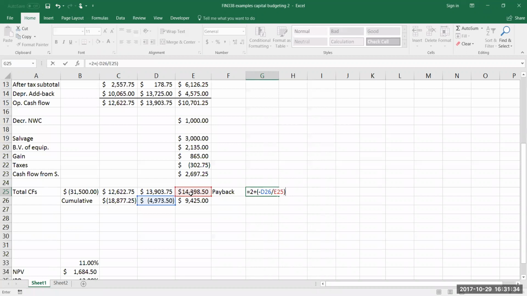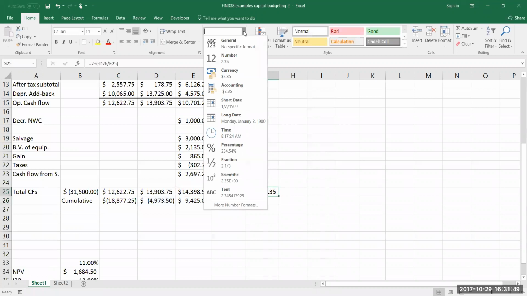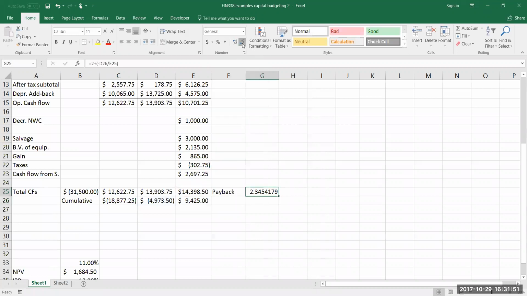So what that's going to tell us is that it took 2 full years plus some proportion of this 3rd year, again, assuming that I earned my money in year 3 evenly throughout the period. So if we hit enter, we get 2.35, which is not a dollar figure. Okay, so the payback is 2.35 years.